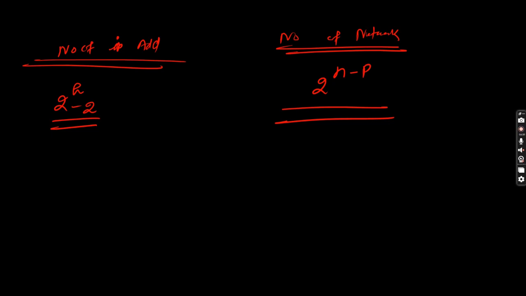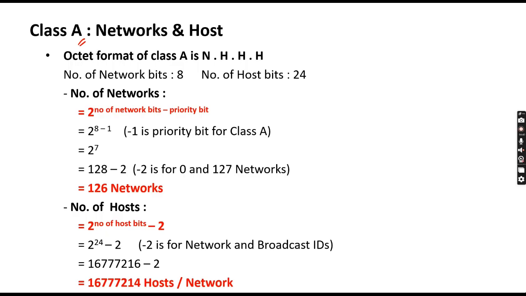Okay, so let us move ahead and calculate the same thing here. For class A, the octet format was network and then host, which means total network bits are 8 and total host bits are 24. Now to calculate the number of networks here, 2 power n minus priority bit. 2 power n is equal to 2 power 8, minus priority bit. The priority bit for class A is equal to 1. So 2 power 8 minus 1, 2 power 7, total 128. And then again we are doing minus 2.